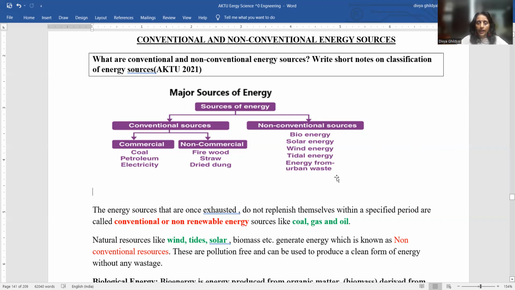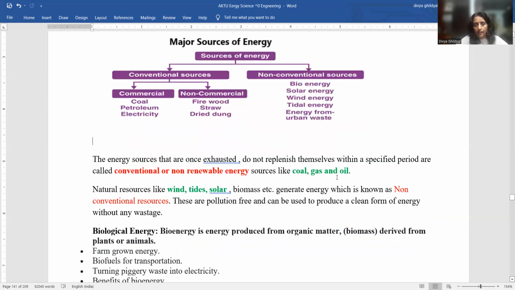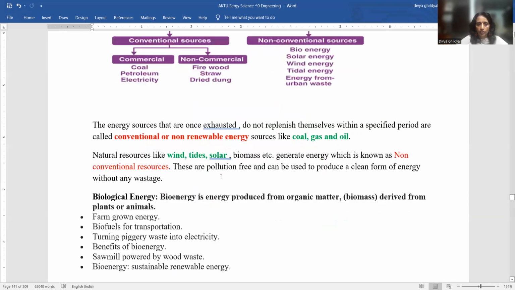So this is how I have broadly classified my energy sources. Those that are exhausted after use are known as the conventional or non-renewable energy sources, like coal, gas, petrol, etc. Natural sources like wind, tides, solar, etc., which are pollution free and a very good cause for a clean environment, are the non-conventional ones.